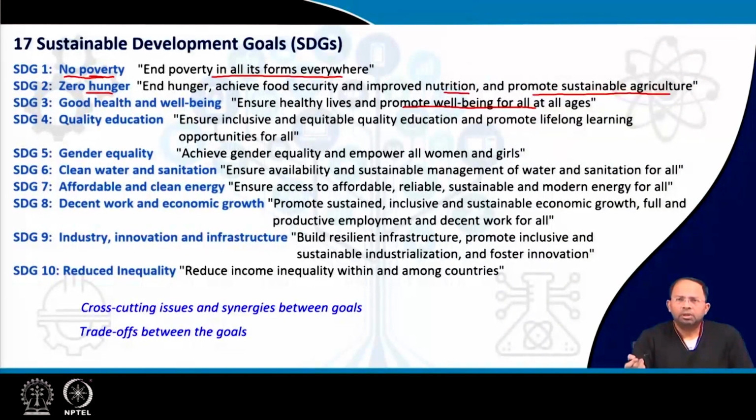That means we have to think about the elderly, the neonatal stage, the very young child, adolescence, and different stages of growth. Quality education, and gender equality, so that means we have to empower all our women and girls particularly. Clean water and sanitation, affordable clean energy, decent work and economic growth, which talks about promoting sustained, inclusive and sustainable economic growth, full and productive employment and decent work for all.